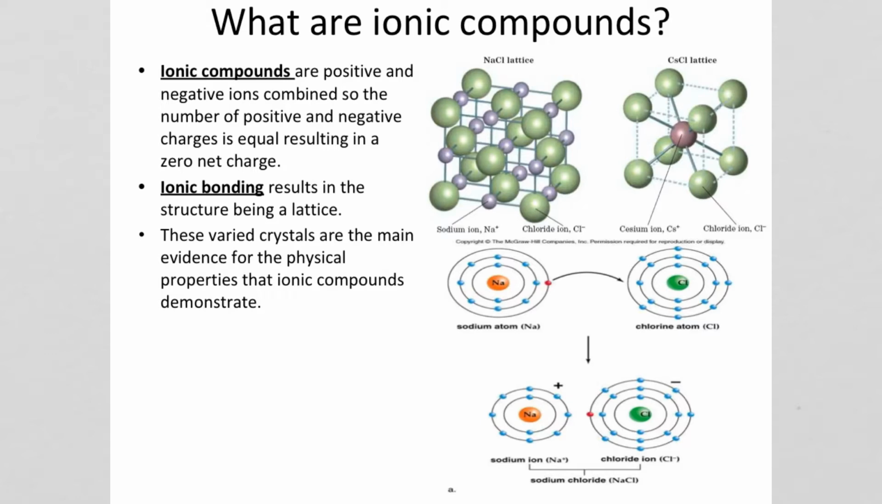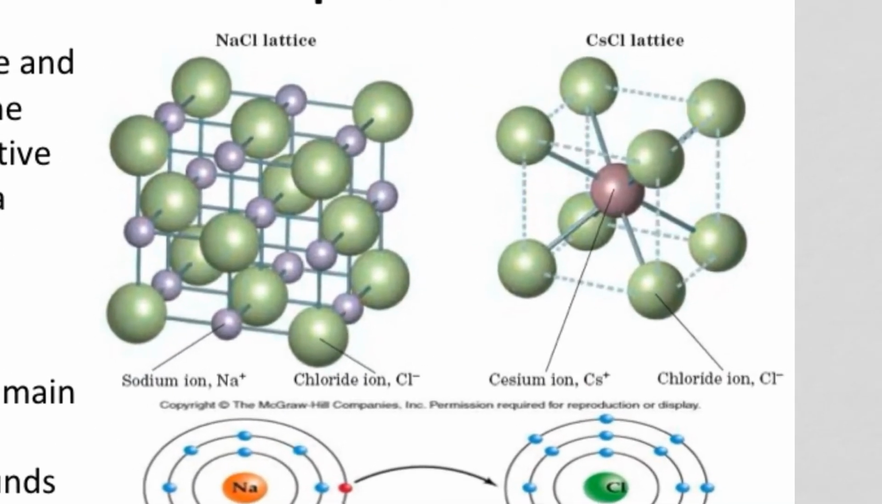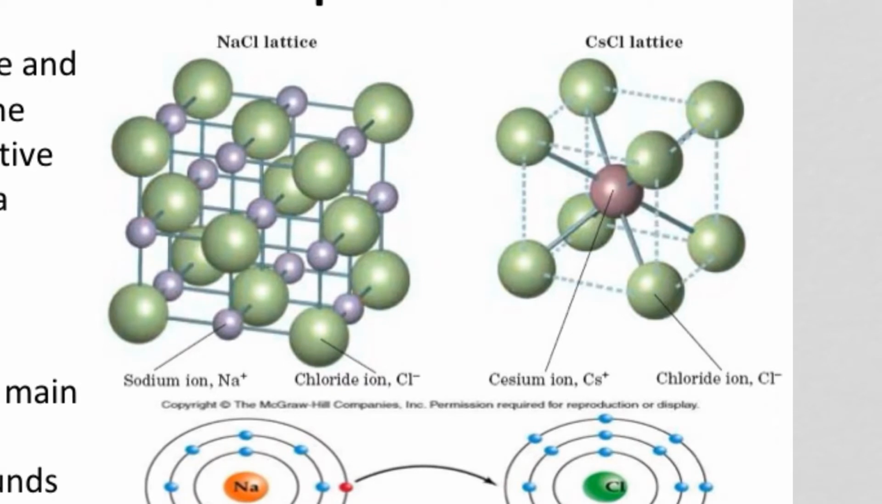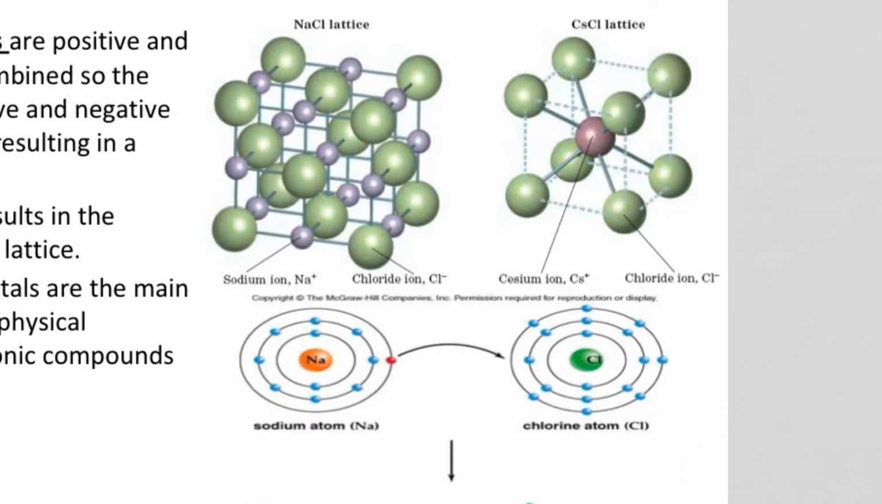They make these big structures, these lattices that you see over here. These lattices are bigger structures, so they're never isolated by themselves. Sodium chloride builds this lattice with 6 chlorine around each sodium and 6 sodiums around each chlorine. They are never isolated by themselves. Cesium chloride actually has 8 chlorides around each of these. They come in different sizes and different crystal shapes, which we'll see a little bit later. These very crystals are the main evidence for the physical properties that ionic compounds demonstrate.